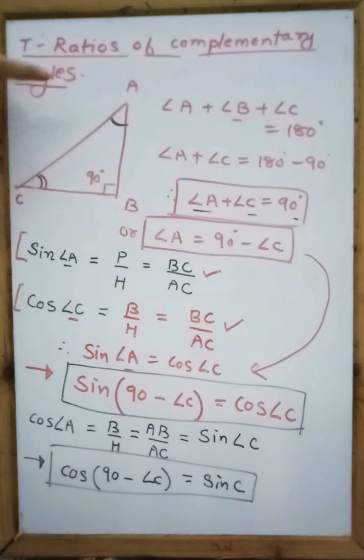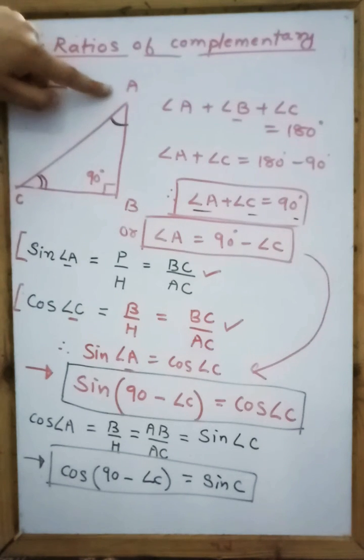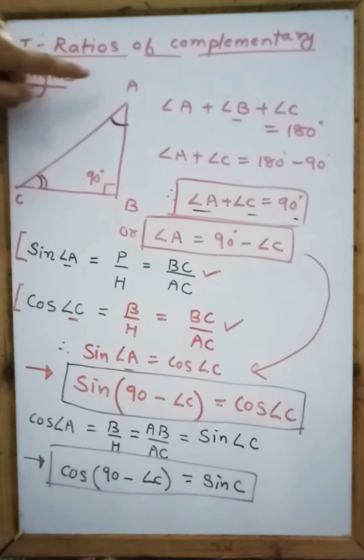So I repeat again, sine A will be equal to cos C, cos A will be equal to sine C, tan A will be equal to cot C, cot A will be equal to tan C, cosecant A will be equal to secant C, secant A will be equal to cosecant C.